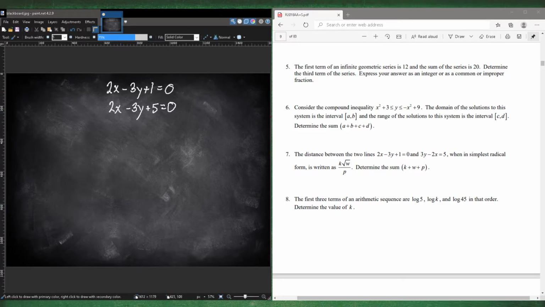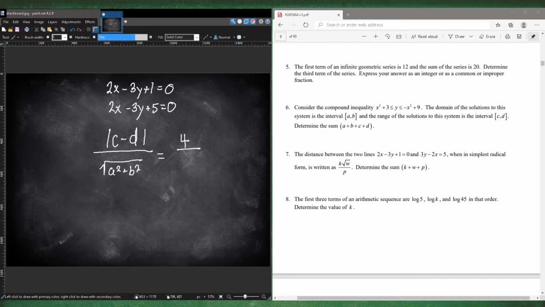Now we notice that the 2 are the same and the -3 are the same. So the coefficients in front of the x and y are the same. So all we have to do is use the formula, basically c minus d absolute value divided by the square root of a squared plus b squared. So c and d are the numbers here. So 1 minus 5 is -4, absolute value, 4. So they just want the positive difference between those two.